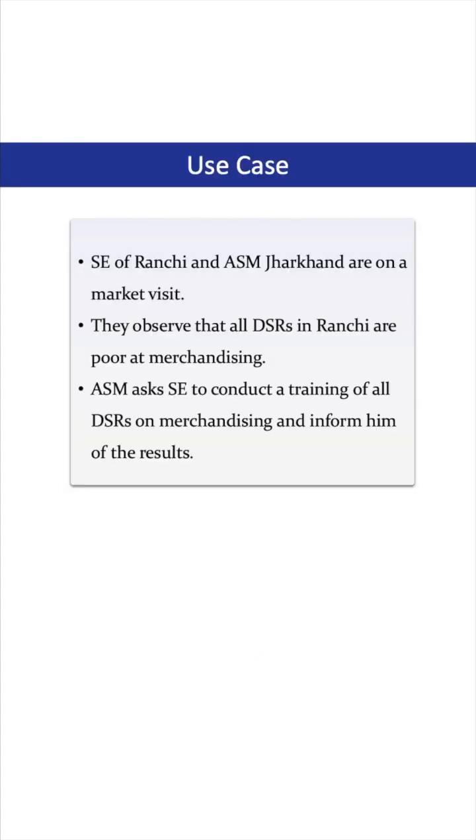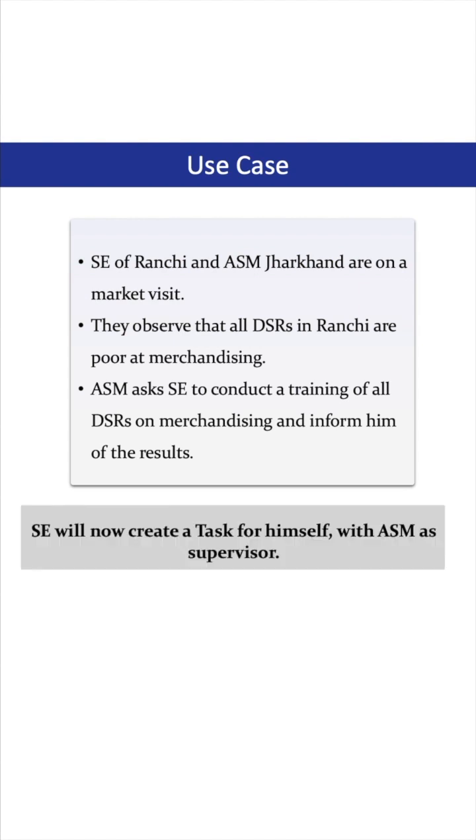Let's assume that the sales executive of Ranchi and his boss, the ASM of Jharkhand, are on a market visit. And they observe that all the DSRs in Ranchi are poor at merchandising. Now the ASM asks the sales executive to conduct a training for all DSRs on merchandising and inform him of the outcomes. Now the SE will be creating a task for himself with the ASM as the supervisor on merchandising training of DSRs in Ranchi.